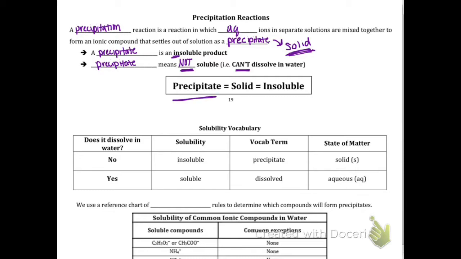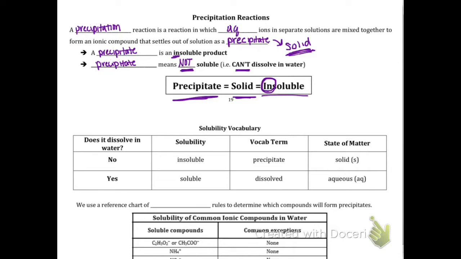When you see the word precipitate, you're always going to think solid, okay, because that's the definition, and it's insoluble, okay, meaning that it cannot dissolve in water. You always see chunky solid parts, okay?